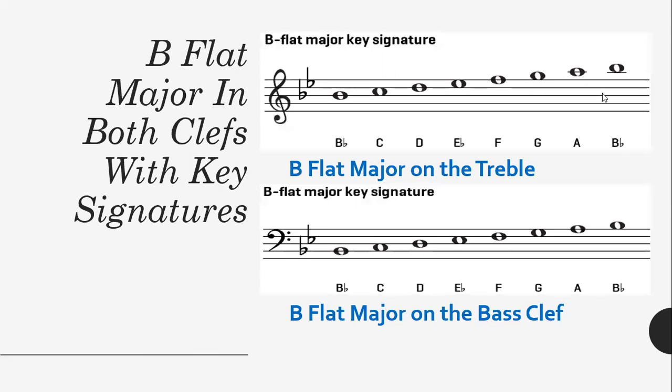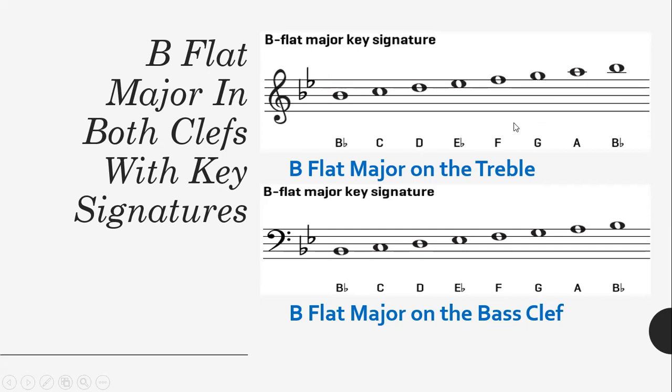Then here we can see we want to talk about the B flat major in both clefs. We have the key signature, sorry. We have the B flat major. Let's talk about the treble clef first. Then we'll go to the bass clef. Now, this is how it's going to be when we represent it. Can you see my cursor?